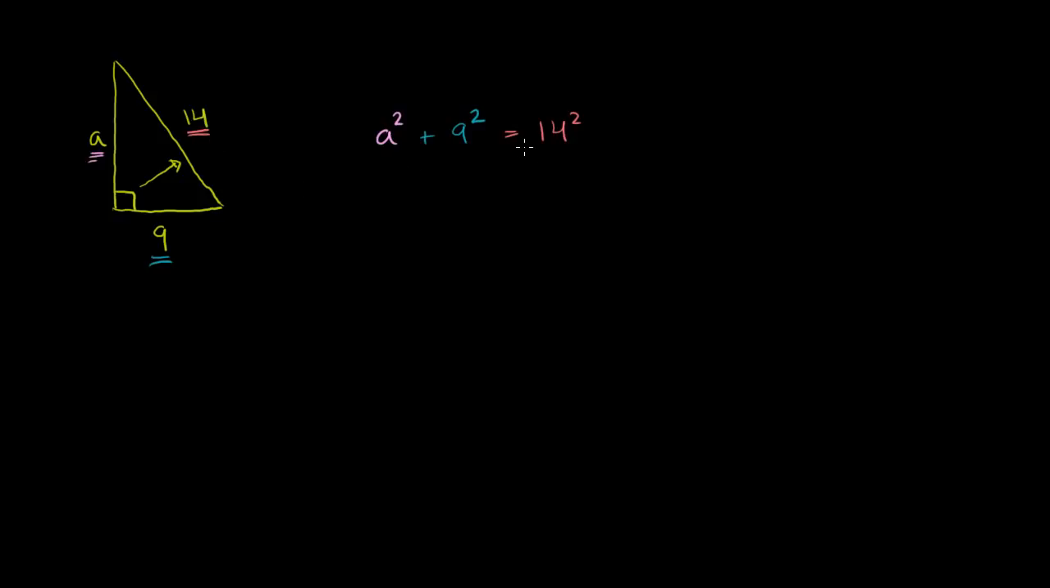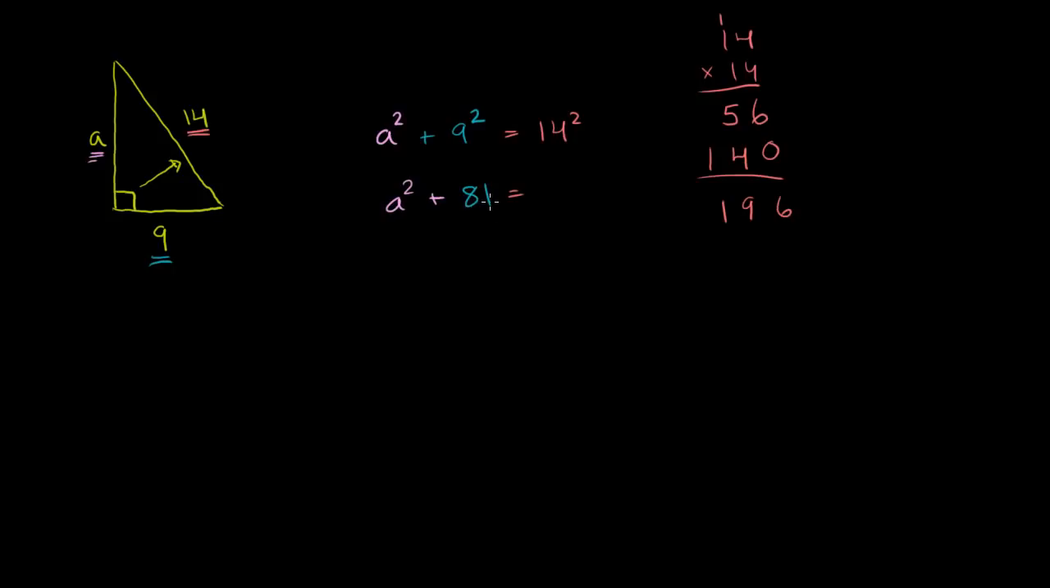And from here, we just have to solve for a. So we get a squared plus 81 is equal to 14 squared. And in case we don't know what that is, let's just multiply it out. 14 times 14. 4 times 4 is 16. 4 times 1 is 4, plus 1 is 5. Stick a 0 there. 1 times 4 is 4. 1 times 1 is 1. 6 plus 0 is 6. 5 plus 4 is 9. Bring down the 1. It's 196.